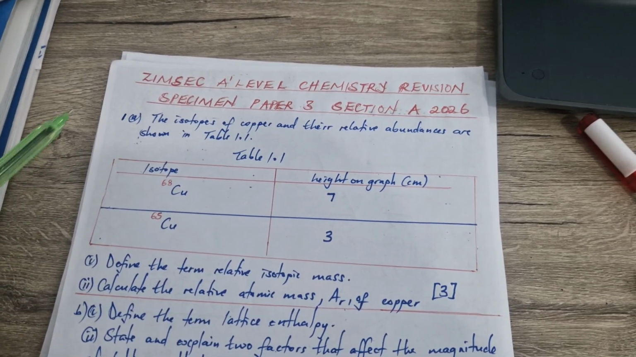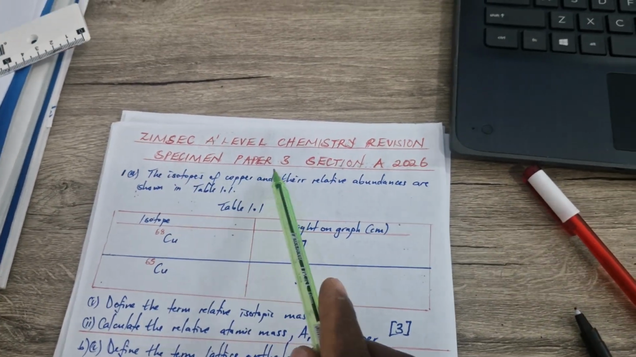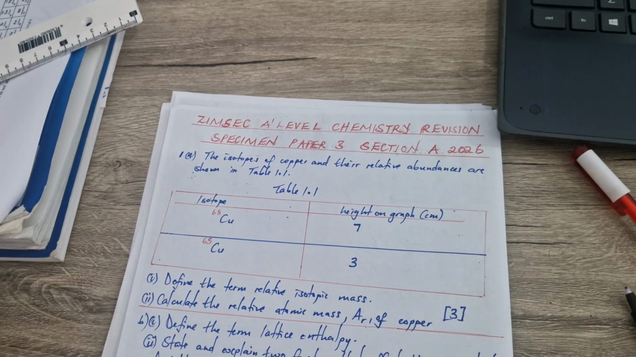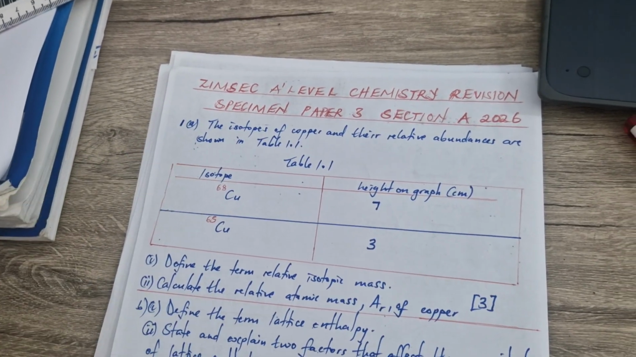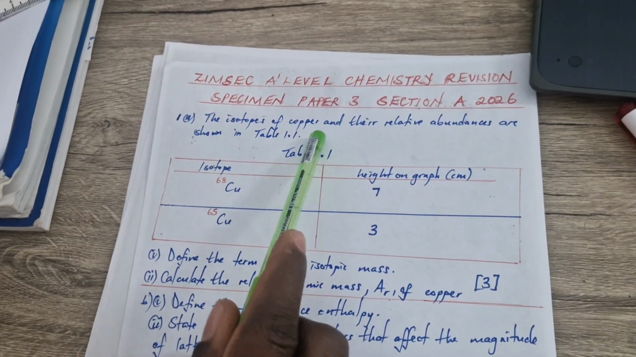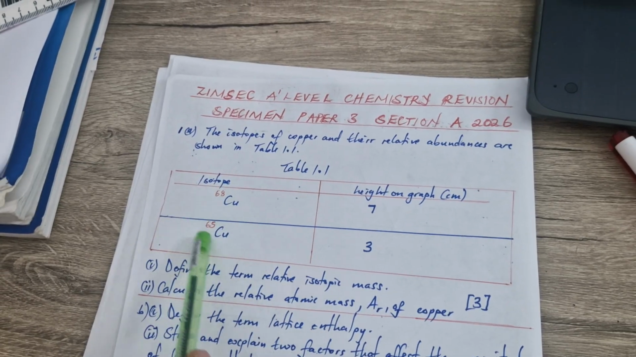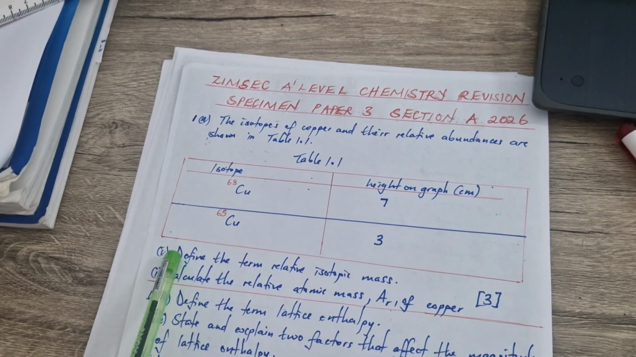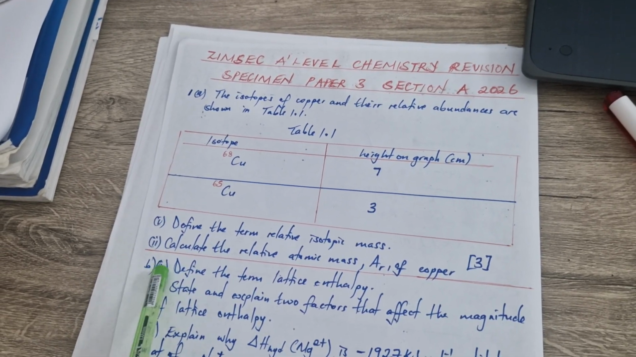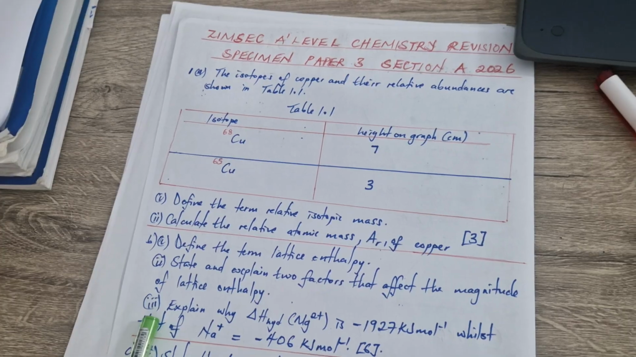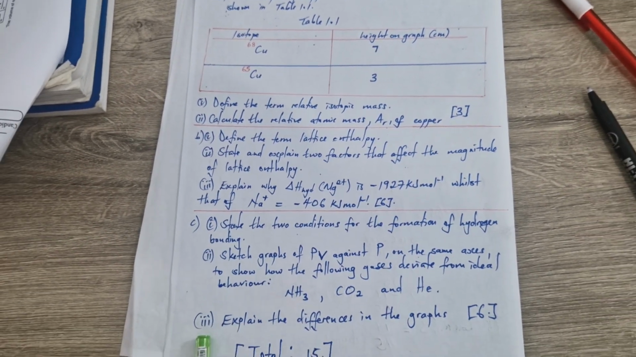So this is our specimen paper, ZIMSEC A-Level Chemistry Revision Specimen Paper 3, Section A at 2026. The first question on part A is saying the isotopes of copper and their relative abundance are shown in the table 1.1. So this is our table, and the following question is part 1, part 2. Then we also have part B with item 1 up to item 3. Then we also have part C from part 1 up to part 3.